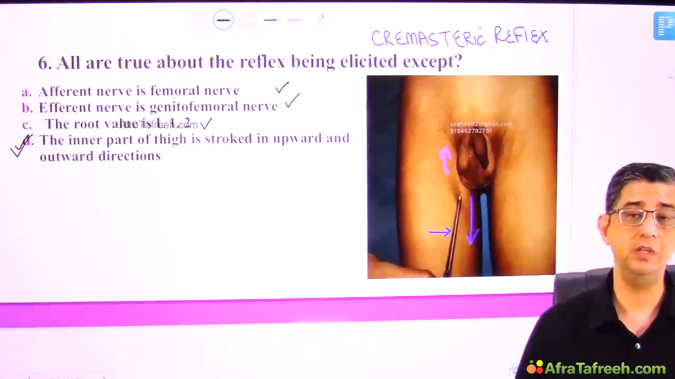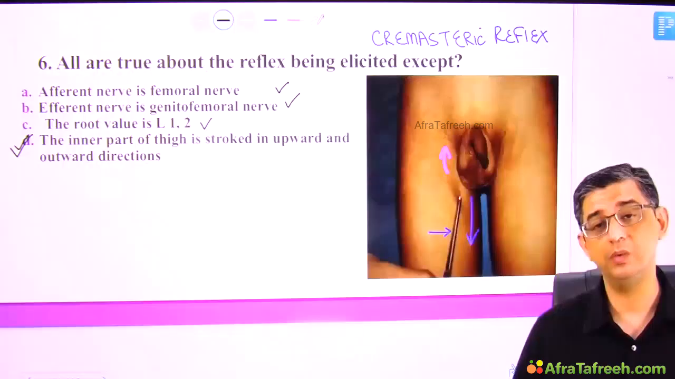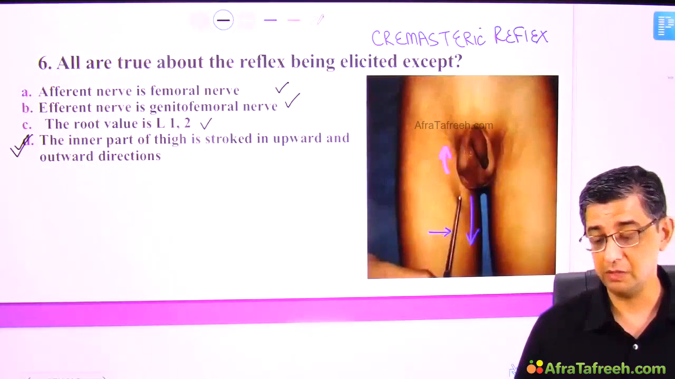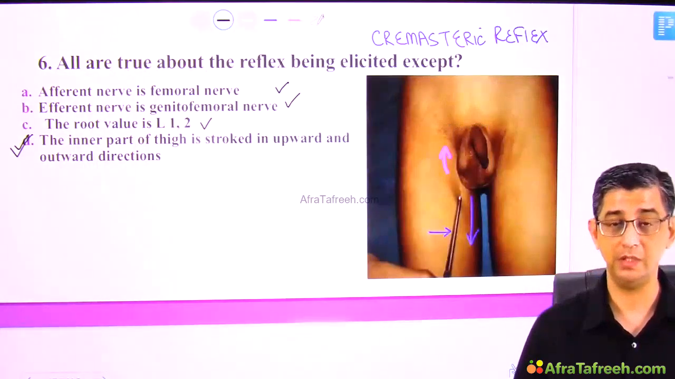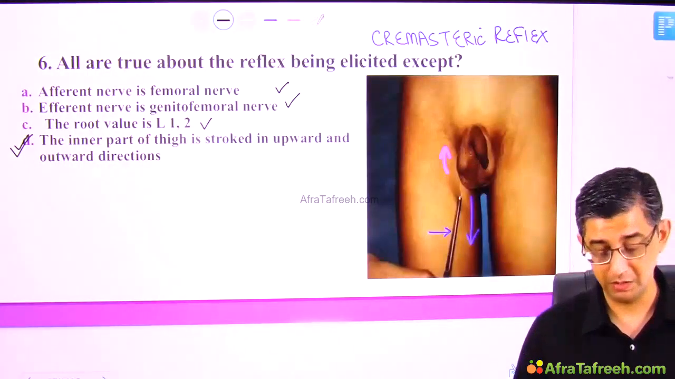You see, basically he's just trying to see whether you have elicited a cremasteric reflex in a patient. It's easy to elicit. You just need to stroke the medial side of the thigh in a downward direction, and you would have a unilateral elevation of the testis due to the contraction of the cremaster muscle. The answer to this question is D.